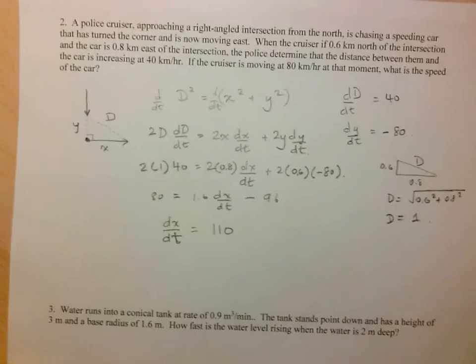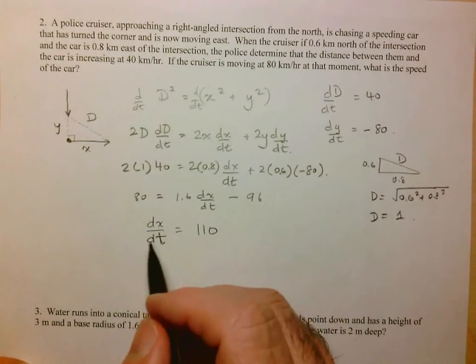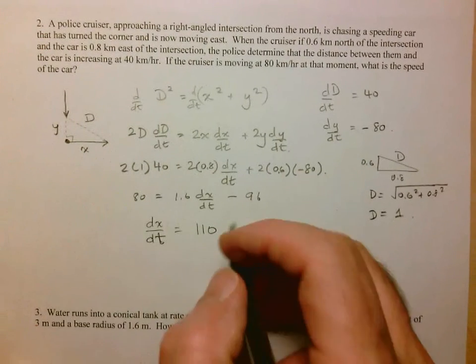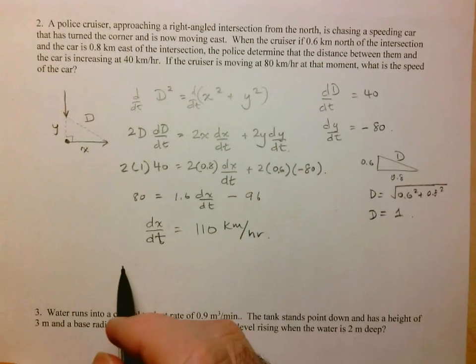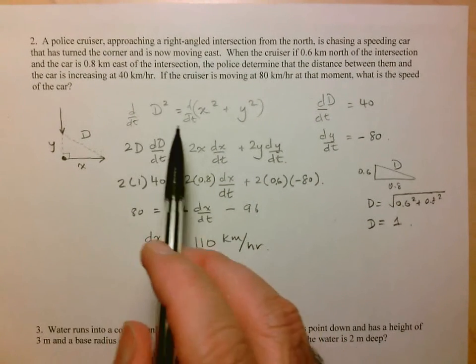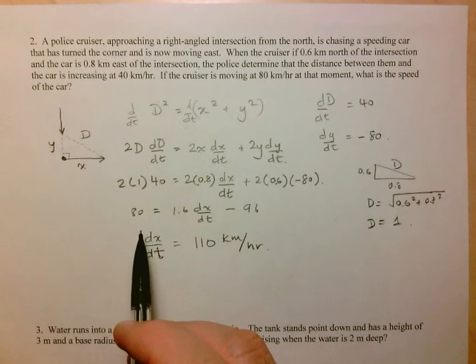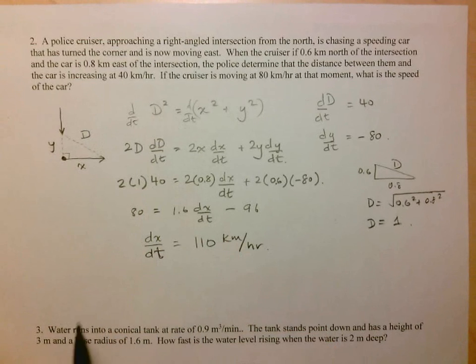Since this is a speed, it's how this distance is changing with respect to time, so the units are kilometers per hour. That's how fast this car is moving at that point. So if the speed limit's 100, this car is getting a ticket. If the speed limit's 120, this car is okay. Okay, that's it for this one.